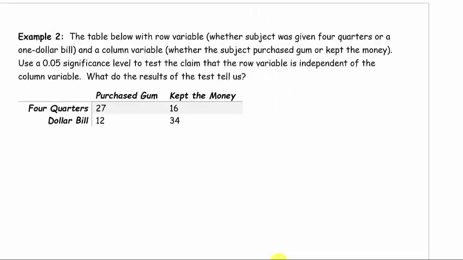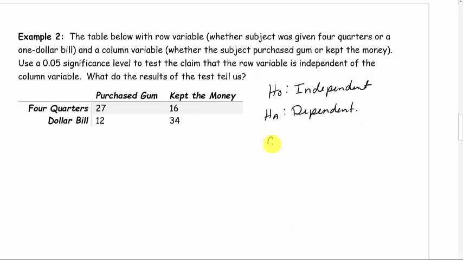In example 2, the table below has a row variable of whether the subject was given 4 quarters or a $1 bill, and a column variable of whether the subject purchased gum or kept the money. We're going to use a 0.05 significance level to test the claim that the row variable is independent of the column variable. And what do the results of the test tell us? So first, our null hypothesis is that they're independent. And our alternative hypothesis is that they're dependent.